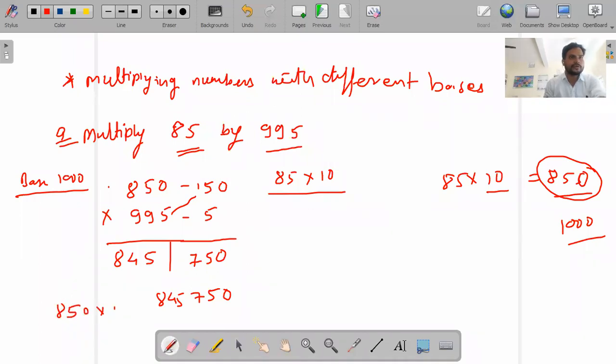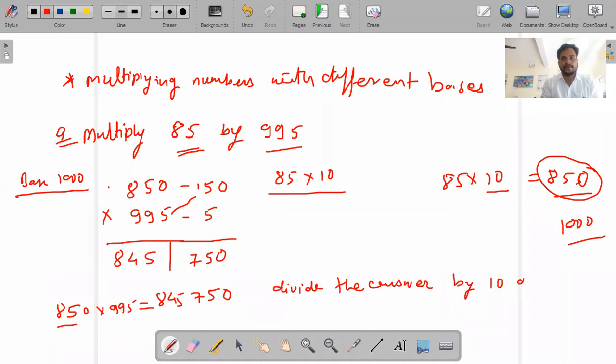Now this is the multiplication of what? 850 into 995. But what I want is the multiplication with 85. So what do I have to do? I have to divide the answer by 10, meaning just remove this 0. Divide the answer by 10 and get the final answer.